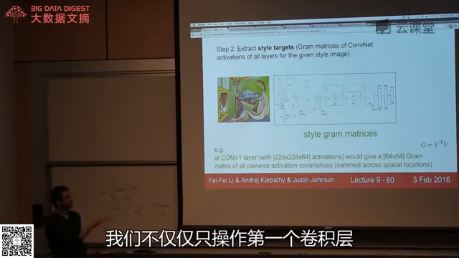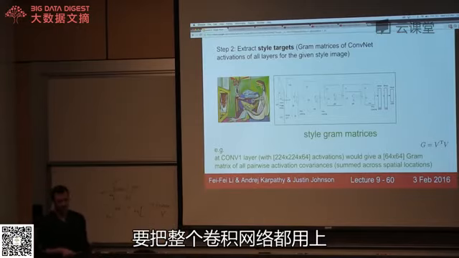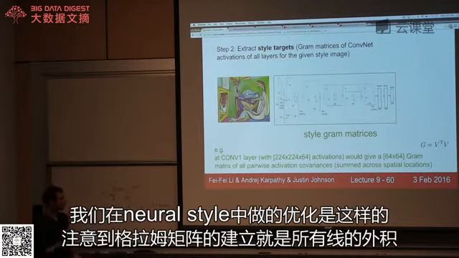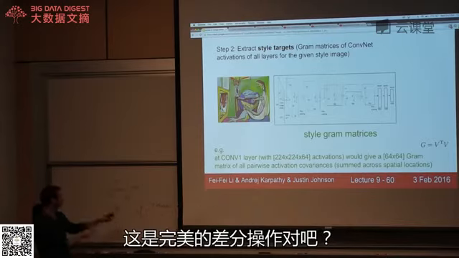And we are actually going to construct this not only at the first conv location, but at all the other conv volumes throughout. And then what we're doing when we're doing optimization for neural style is notice that this Gram matrix construction is just outer products of all these fibers. That's a perfectly differentiable operation, right?